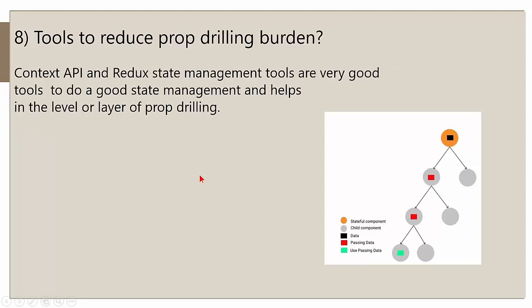So the next question is, what are the tools to reduce the prop drilling burden? Context API and Redux state management tools are very good tools to do good state management and help reduce the layers of prop drilling. That means this component, if it subscribes to the state through Redux, will pull the data or push its own data to the state and not depend on this whole prop drilling. So this architecture is no more needed if we use Context API or a Redux state management system.